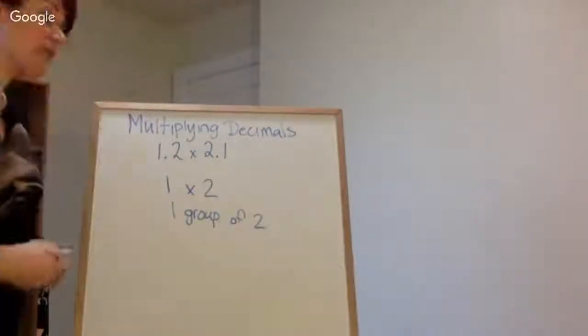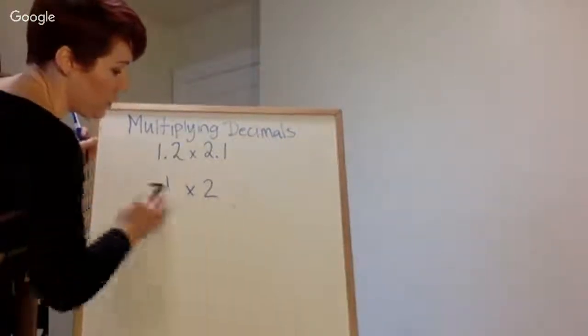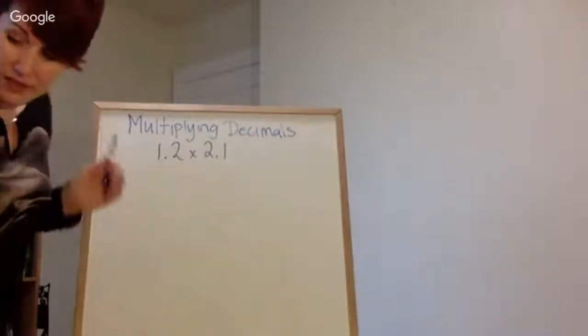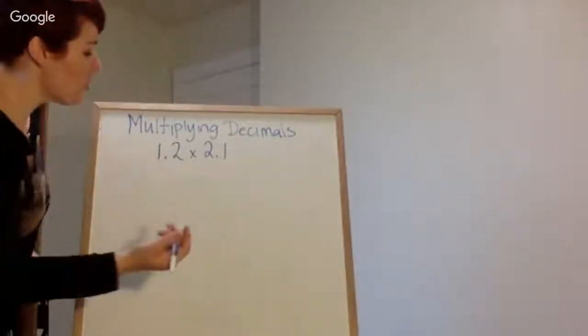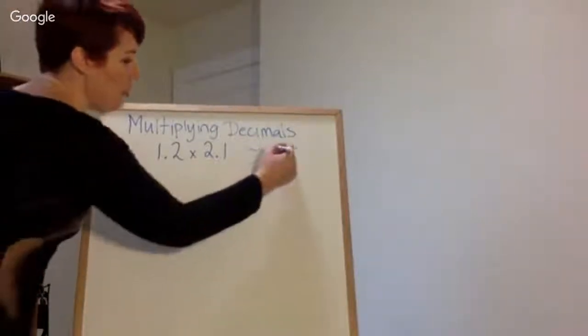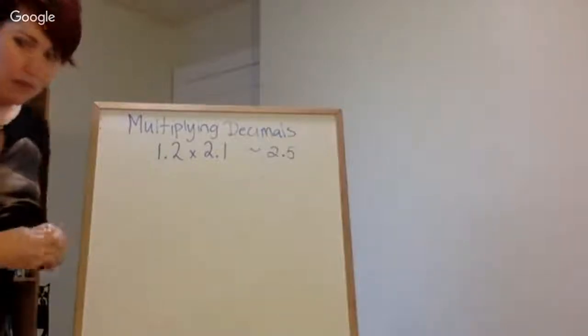So that is where I'm going to start, because I'm always going to start with an estimate so that I know if my solution is reasonable. And I know one group of 2 1/10 is 2 1/10. So I'm going to estimate that it's going to be maybe around 2.5, 2 5/10, somewhere around there.